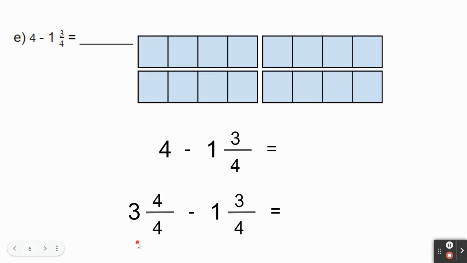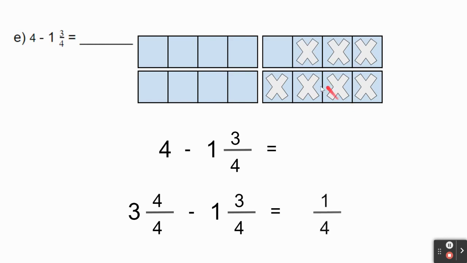3 and 4/4 minus 1 and 3/4. So in our visual model, we'll cross off 1 whole and 1, 2, 3 parts out of 4 of the next whole. When we do this, we can see that we have 1/4 shaded in this whole here, and we have 2 wholes completely shaded. So 3 and 4/4 minus 1 and 3/4 is equal to 2 and 1/4.